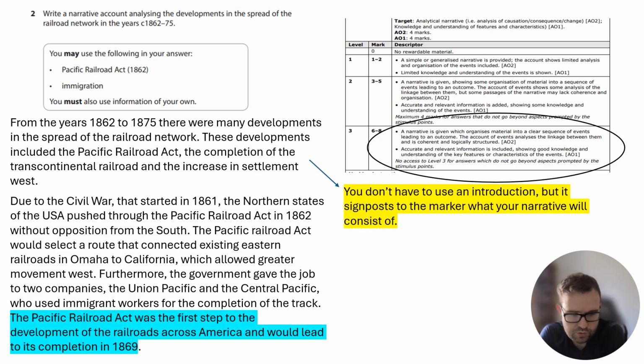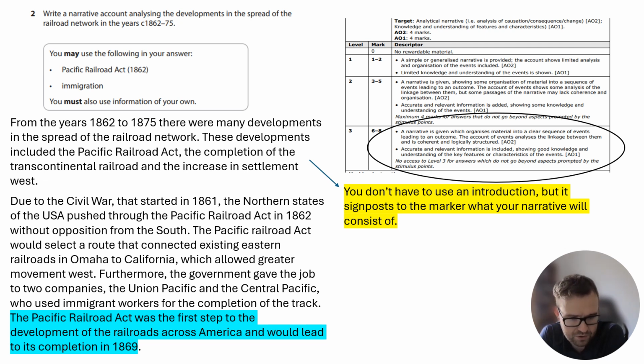Okay, so due to the Civil War that started in 1861, the northern states of the USA pushed through the Pacific Railroad Act in 1862 without opposition from the South. Okay, so straight away, an opening line that gives you key information of how the Pacific Railroad was introduced. Now, what is it? That's what we need. So the Pacific Railroad Act would select a route that connected existing eastern railroads in Omaha to California. Good knowledge, good information, which allowed greater movement west.